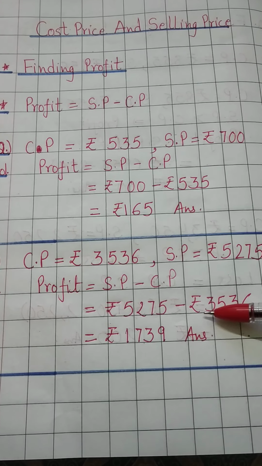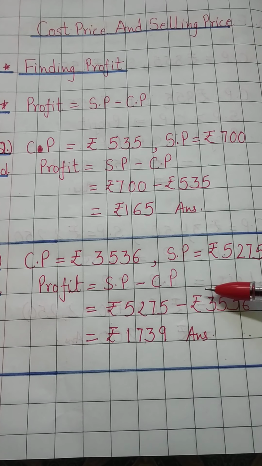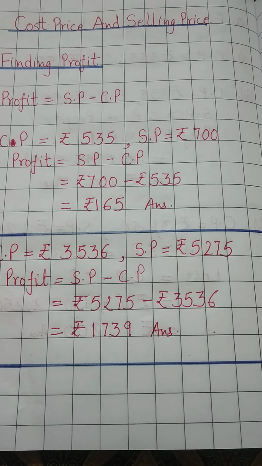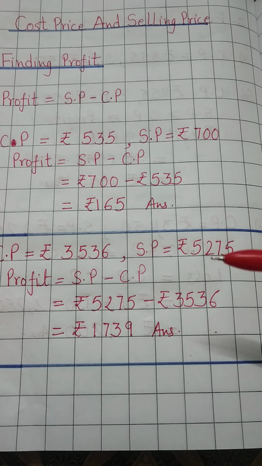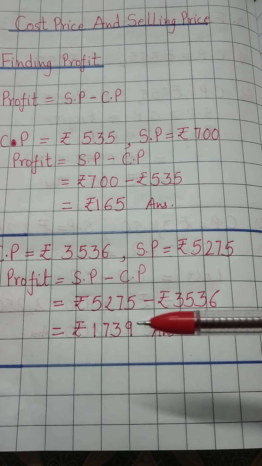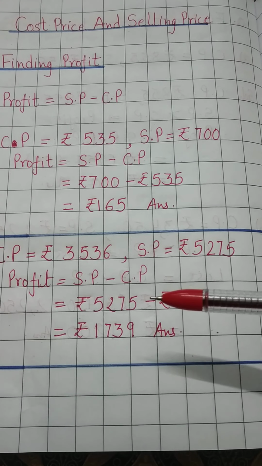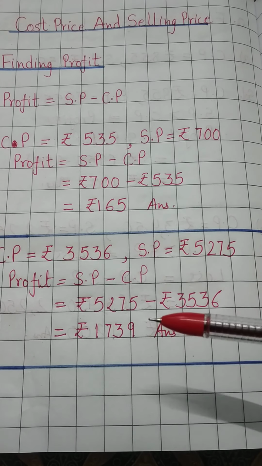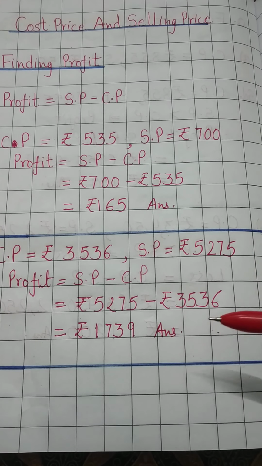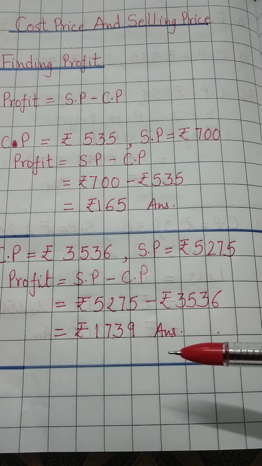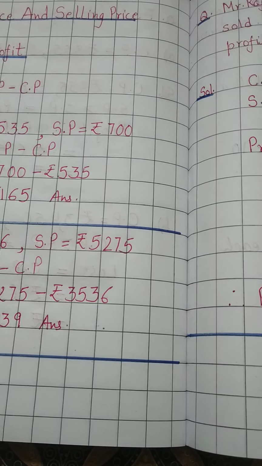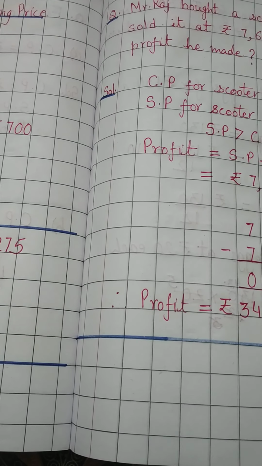In the second question, cost price is given to you as 3536 and selling price is given as 5275. Again we will use the same formula every time. Profit equals SP minus CP, that is selling price minus cost price. 5275 minus 3536 is equal to 1739, right? So this is the profit.